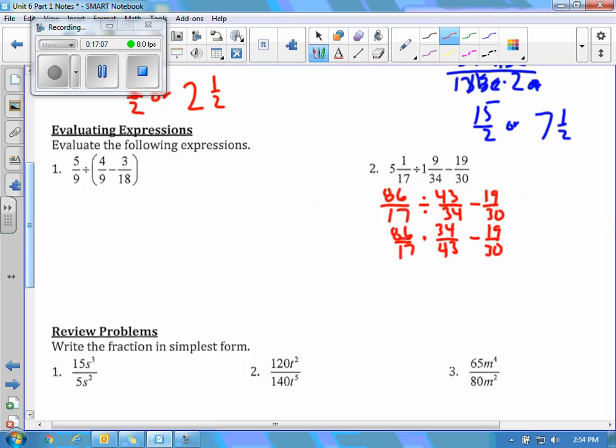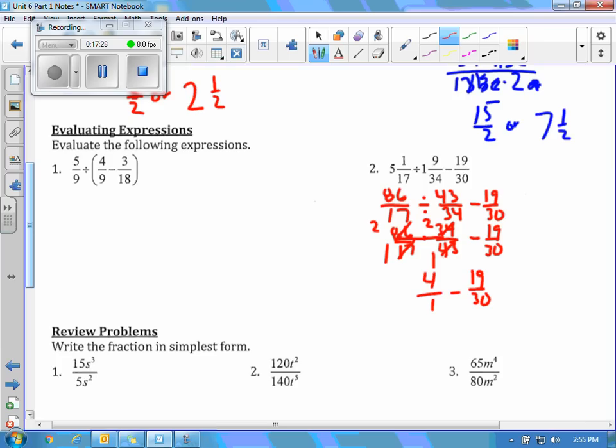and then I'll subtract the second. If you want to just kind of connect these, you can see what you can cancel out. So 17 is half of 34, so 17 can become a 1, 34 can become 2. Then 43 is half of 86, so 43 can become 1, 86 can become 2. So if I multiply, I have 4 over 1, and then I still need to subtract 19 over 30.